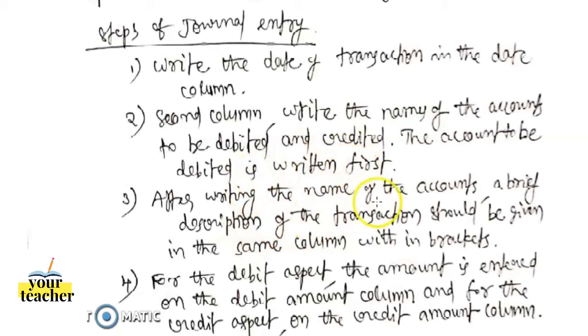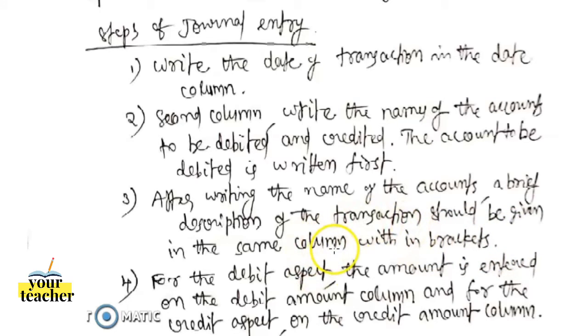Then in the same column, you need to write a brief description of the transaction, what exactly that transaction means. Say some product is sold on credit basis, you would write that this product is sold on credit basis to this particular firm. So you write the names of the accounts as the first part in the second column, the debit account first. Then you give a brief description of the transaction within brackets. That completes the second column.